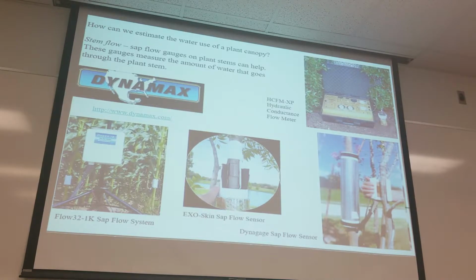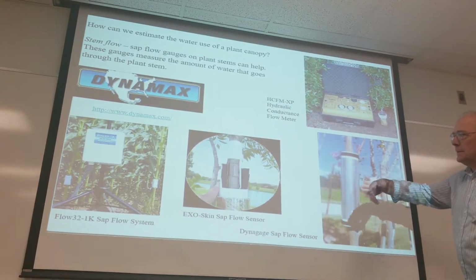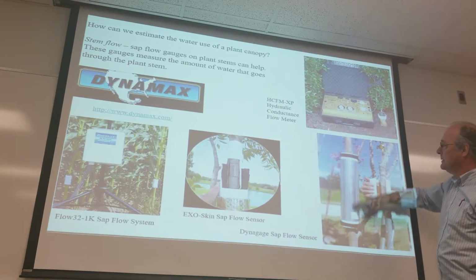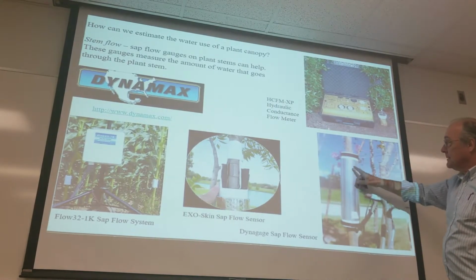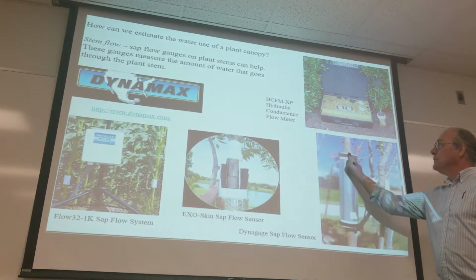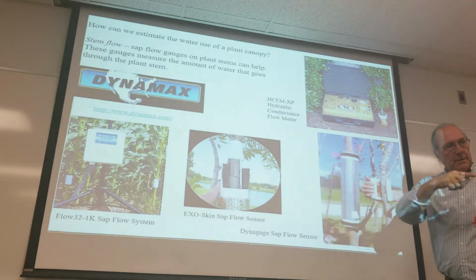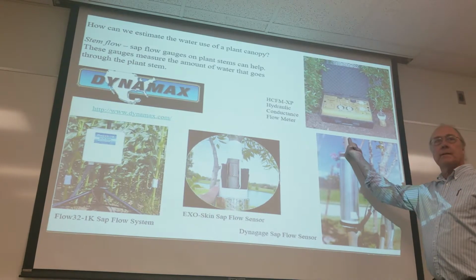Okay, another way to measure water use is by stem flow gauges. Here's a company, Dynamax in Texas, that sells these things called stem flow gauges. I'll show you some details in the next couple of slides, but what they are is a thing you put around the stem of a plant, like this tree, and hook it up to the data logger, and it tells you how much water is moving through that stem. So you're connected to a data logger and measure all day long, and you can get the flow rate through the stem.